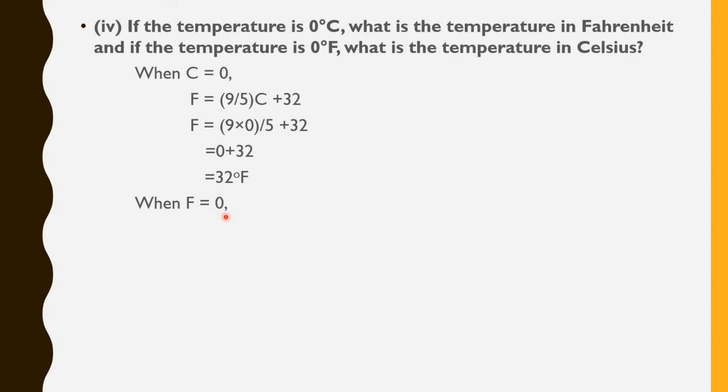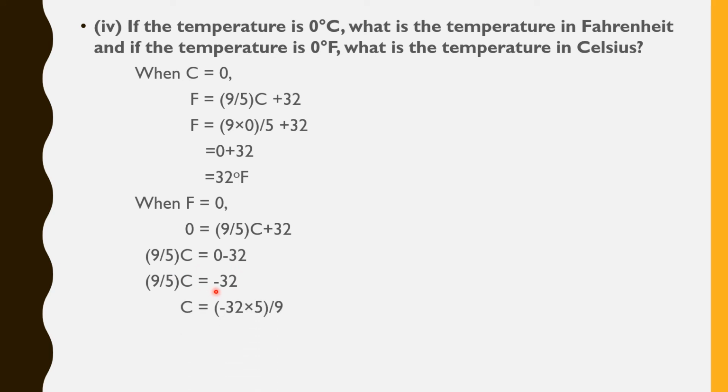Now substituting F = 0 in F = 9/5 C + 32 will give 0 = 9/5 C + 32, which will give 9/5 C = 0 minus 32, so 9/5 C = minus 32, which gives C = minus 32 into 5/9. On taking 9/5 to the other side, it gets reversed. This gives minus 17.7777, which is equivalent to minus 17.8 degrees Celsius.